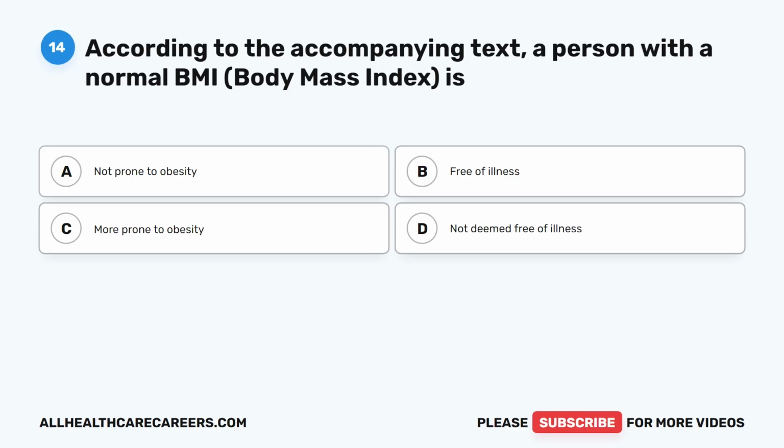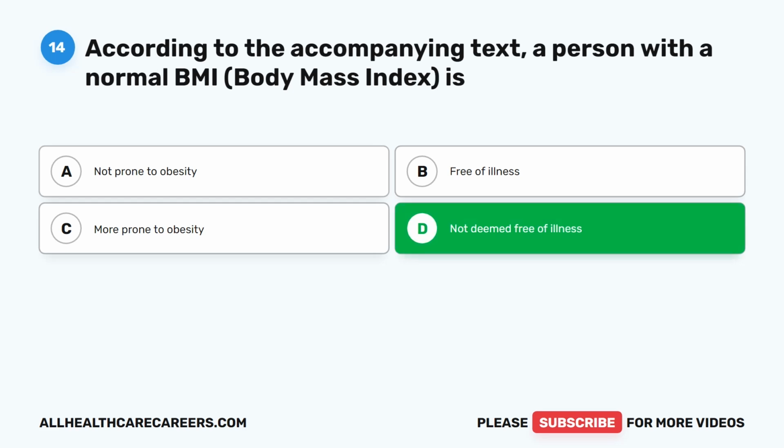Question 14. According to the accompanying text, a person with a normal BMI, body mass index, is A, not prone to obesity, B, free of illness, C, more prone to obesity, D, not deemed free of illness. The correct answer is D, not deemed free of illness.